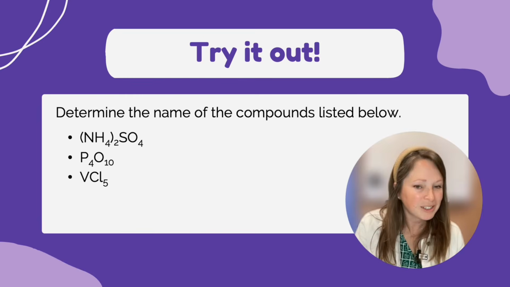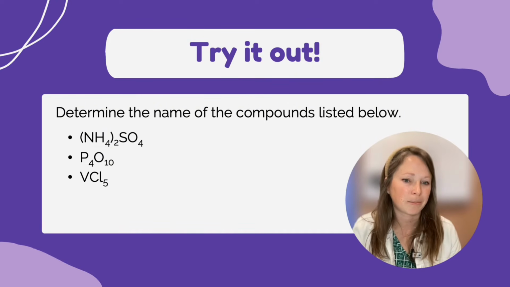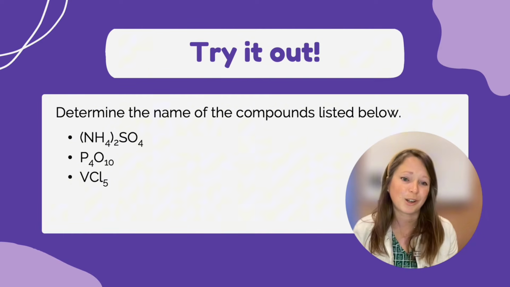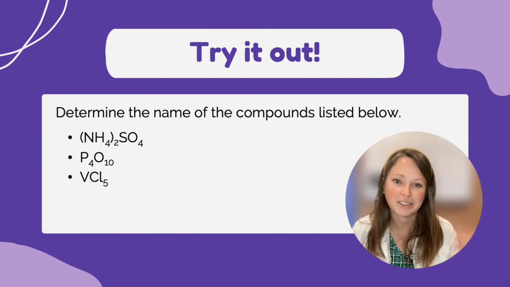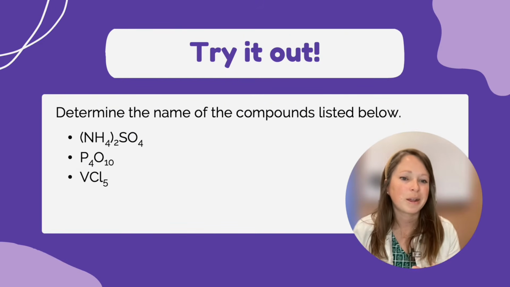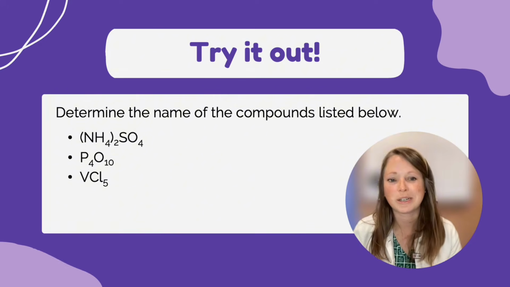So let's try it out. Pause the video here, see if you can name these compounds. All right, so the first thing you need to do is decide, are these ionic or covalent? So right away, I know that the first and third ones are going to be ionic. The third one's easier to identify because it includes a metal, ionic. 2 or more nonmetals, typically covalent. That first one is the exception.